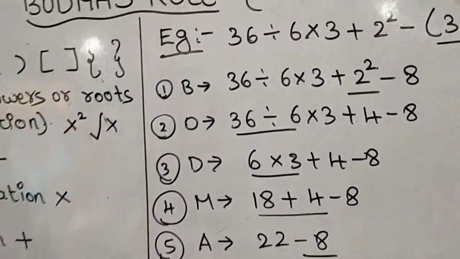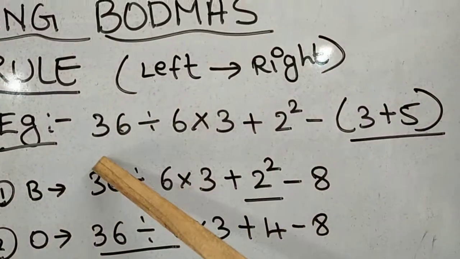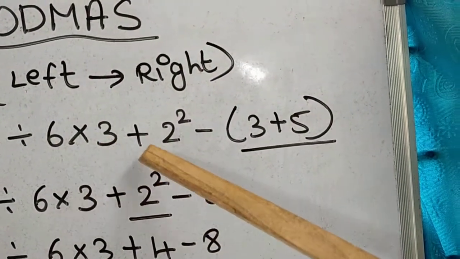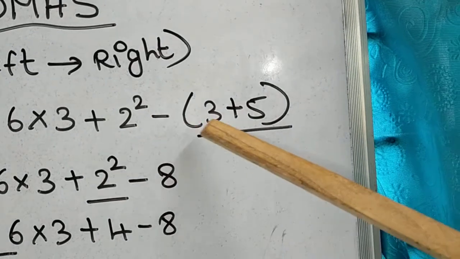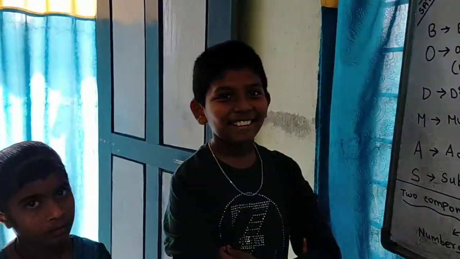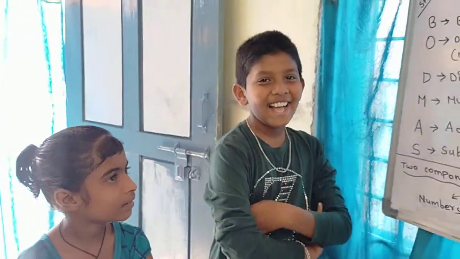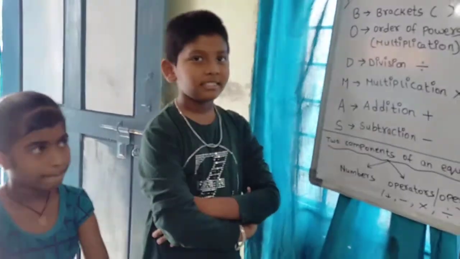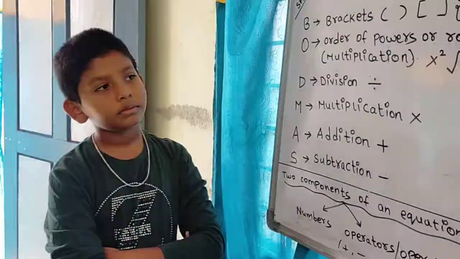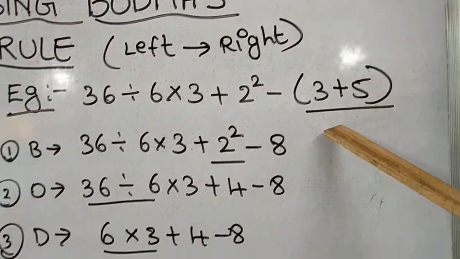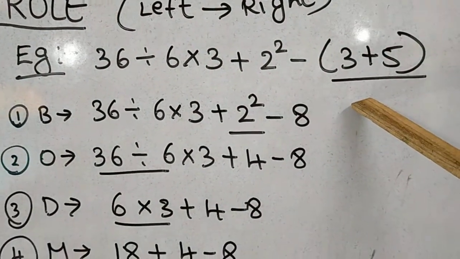Now see here, one example I have given. 36 divided by 6 multiplied by 3, plus 2 square minus (3 plus 5). What is this question? How to do this? Feeling it complicated, right? Now these complicated ones we can make easy by following the BODMAS rule, when such a big expression involves all 4 arithmetic operations.